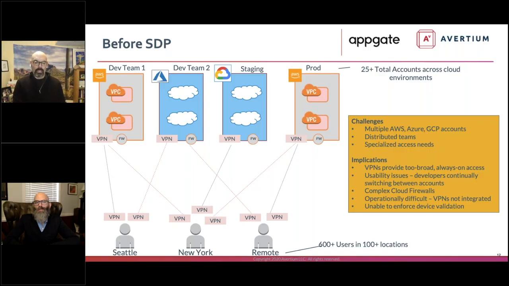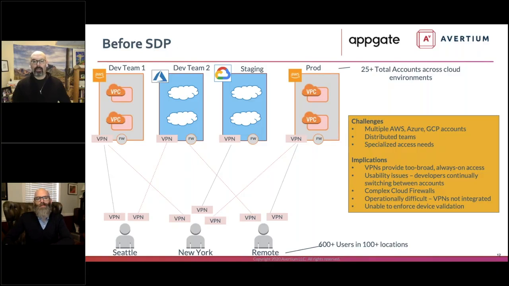So that really was a big problem from a user experience perspective. It also made the configuration and operation of their cloud firewalls complicated as well, because they tried to manage the access controls on a per user basis, which is really very difficult. And the VPN solution also didn't give them the level of device validation that they wanted and needed in their environment. So they looked at the Zero Trust solution.